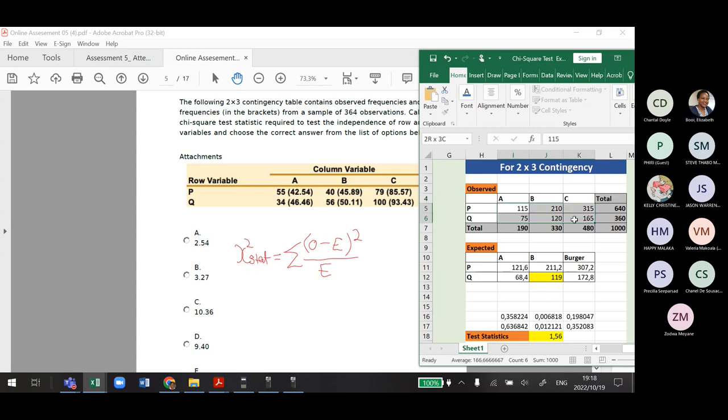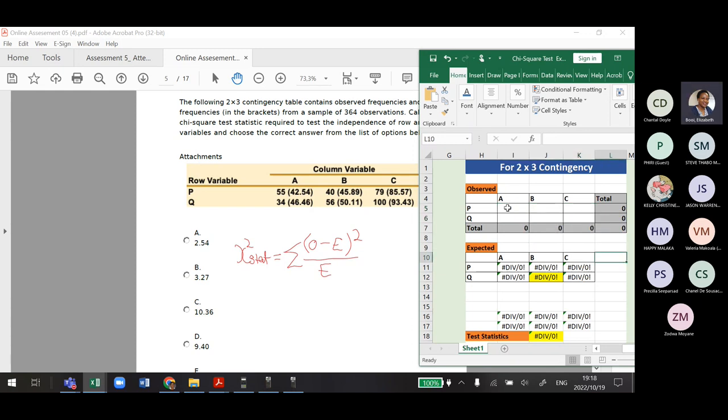bottom. So just need to remove all those and put in 55, 40, 79, 34, 56, 100.